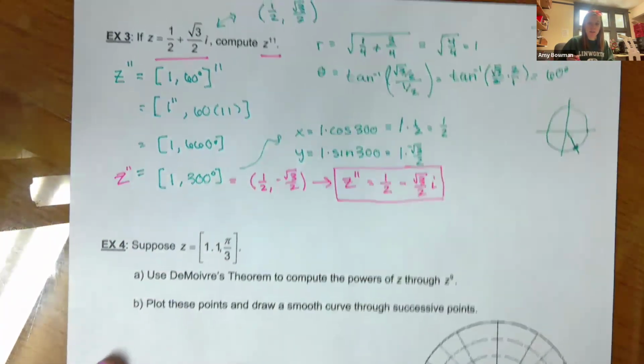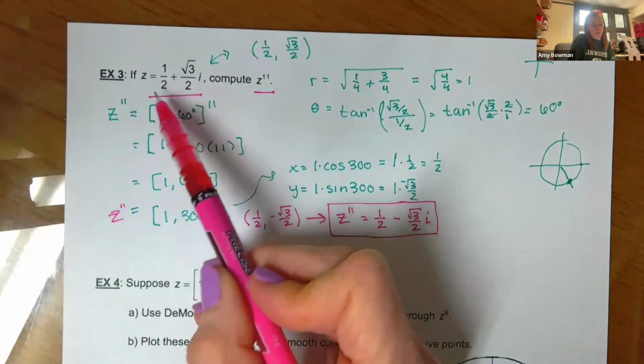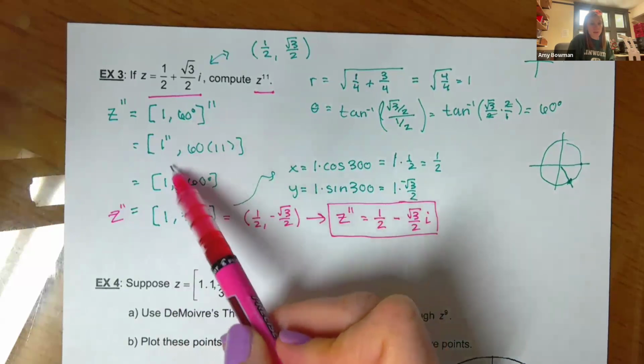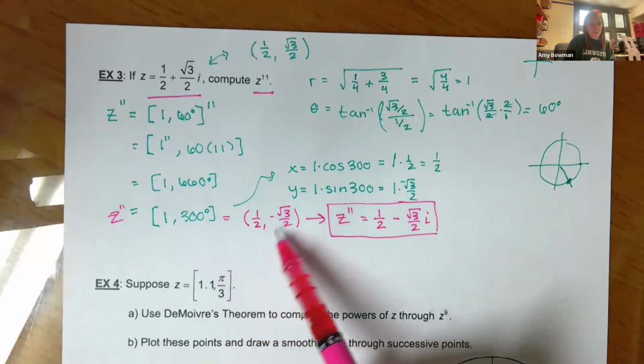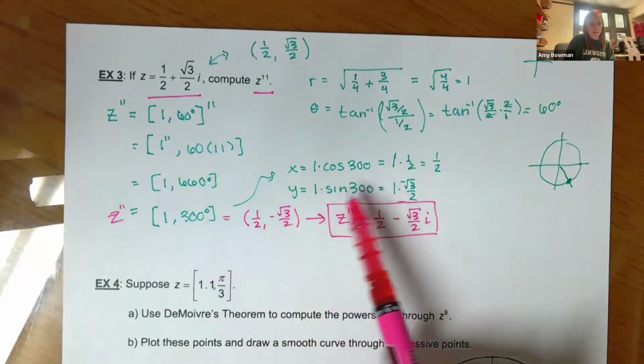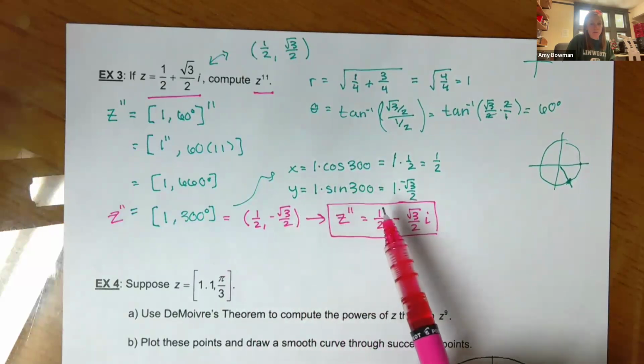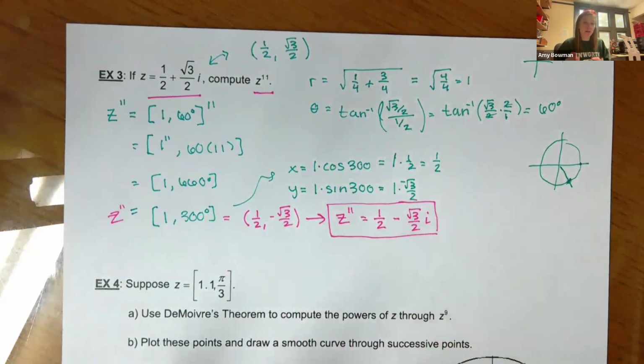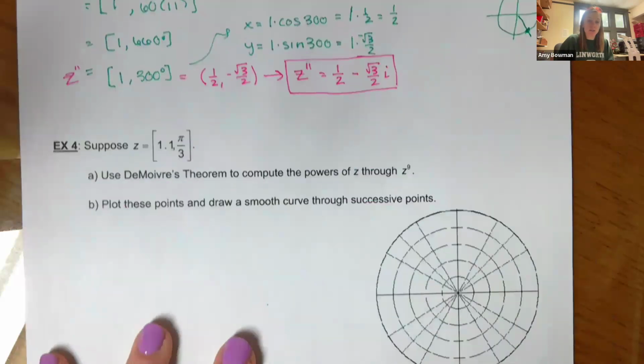So there we have z to the 11th. Given z in binomial form, convert to polar, apply de Moivre's theorem to land here, and then back into rectangular, finding x and y. And then that final step of rewriting those x and y values as a plus bi. So that is it with finding powers.